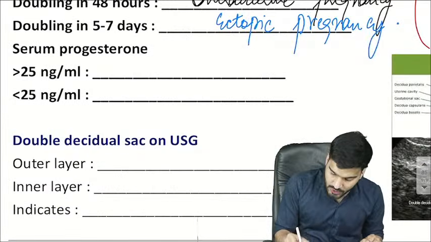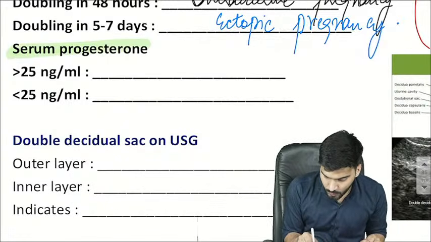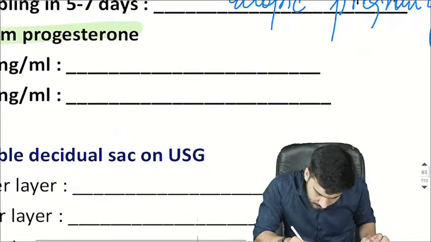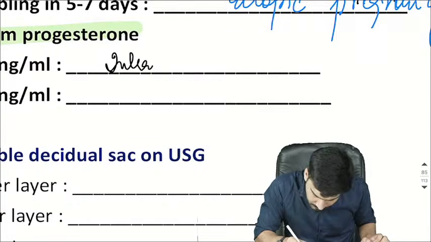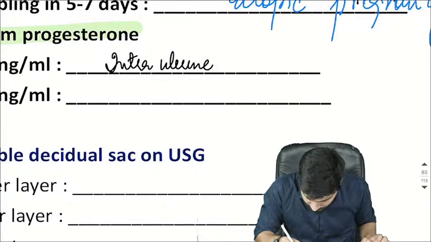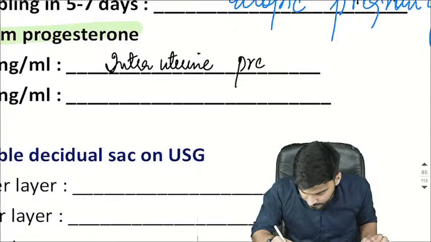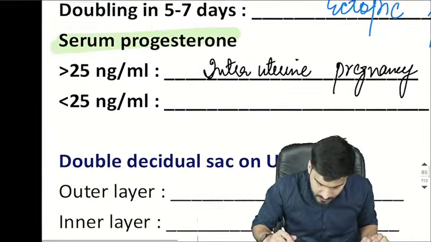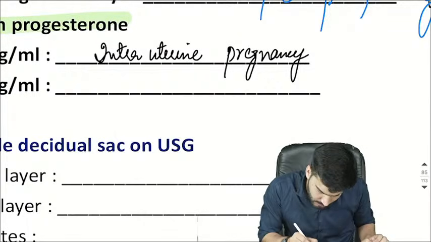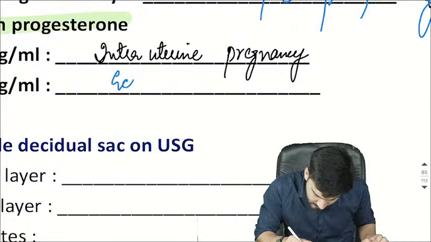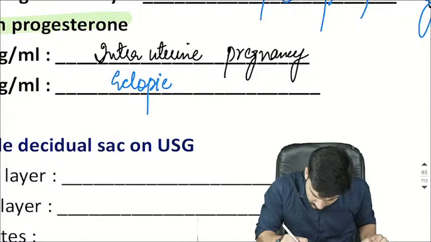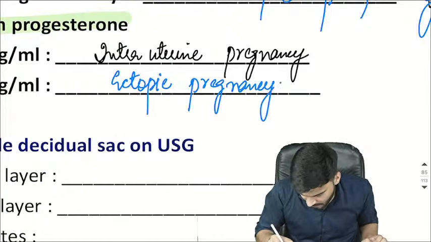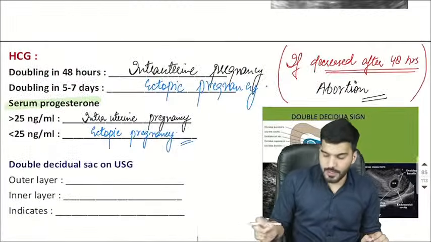Now also we can check serum progesterone levels. If more than 25, it is going to be the normal intrauterine pregnancy. And if it is less than 25, it is going to be the ectopic pregnancy.